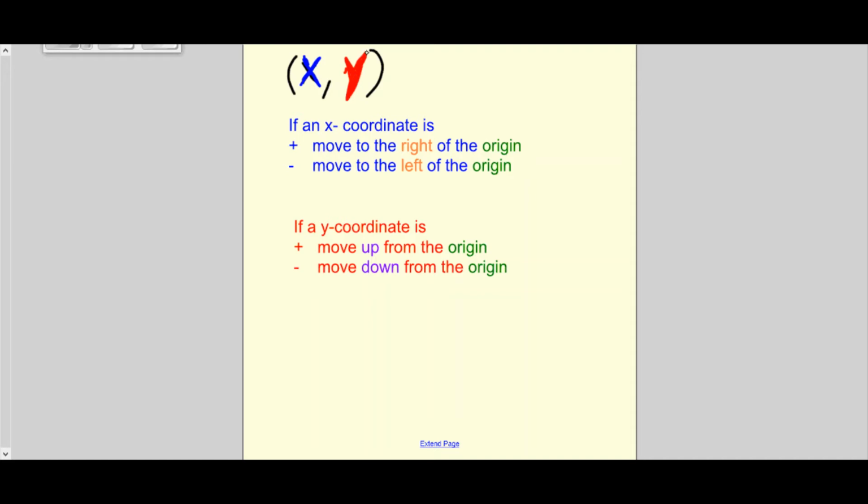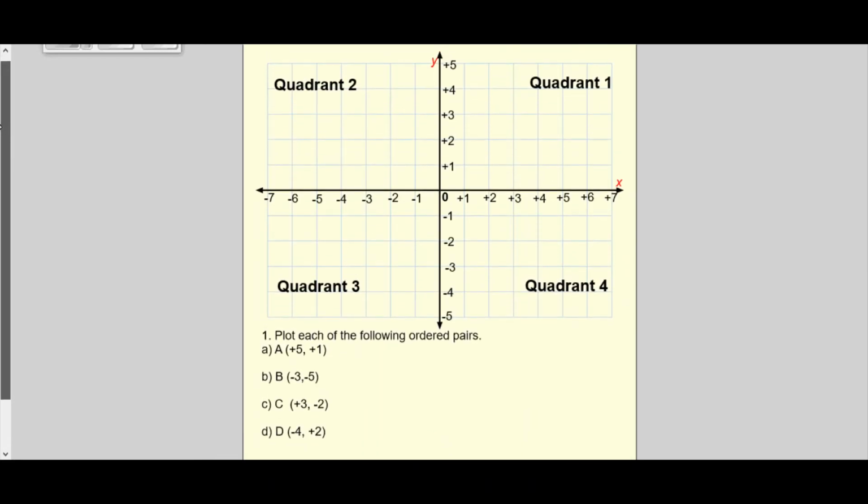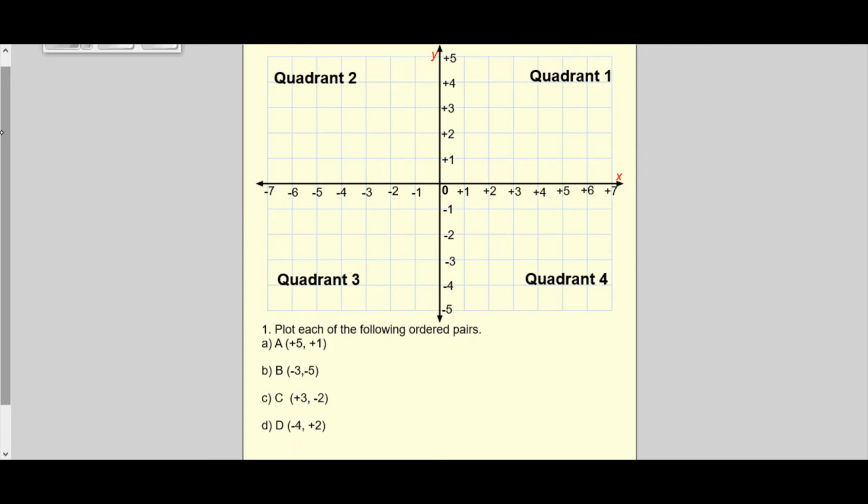So let's look at practicing plotting some points. So here's example 1. And really, we're going to use this for examples 1, 2, and 3. So you only have to sketch this one time. So plot each of the following ordered pairs. So we'll plot the ordered pair 5, comma 1. So remember, ordered pairs are x, comma y. So you're going to start with the x, and then you'll do the y. The first point is +5, comma +1. This means my x is +5, and my y is +1.